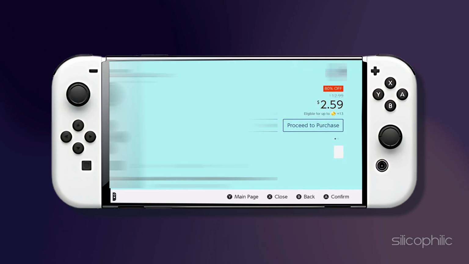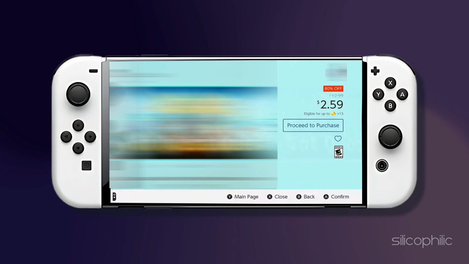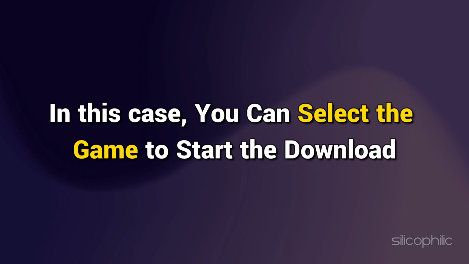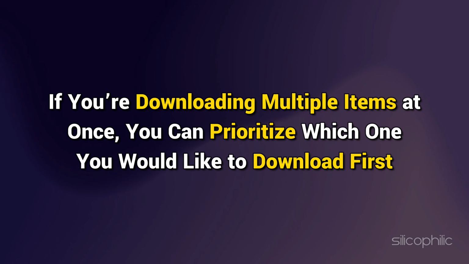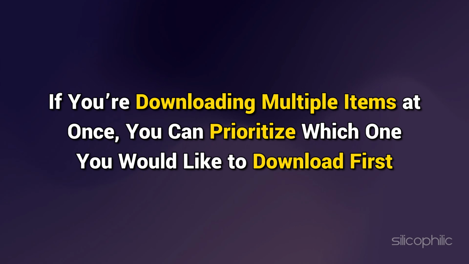Here, you should see the option to proceed to purchase or download. If you have already purchased the game, it should display as purchased. In this case, you can select the game to start the download. If you are downloading multiple items at once, you can prioritize which one you would like to download first.